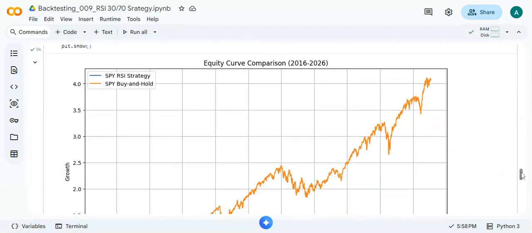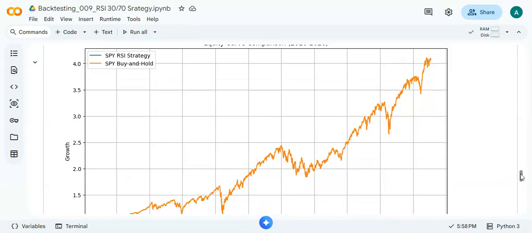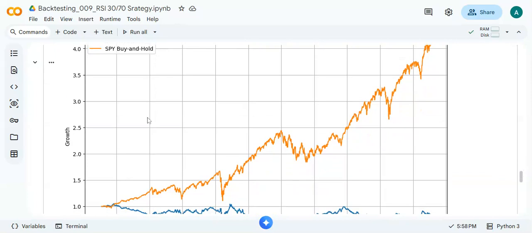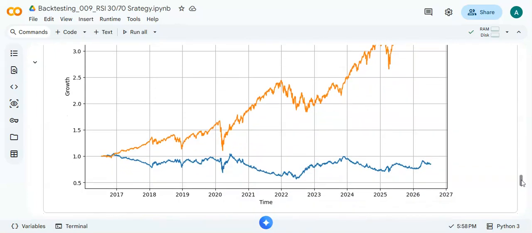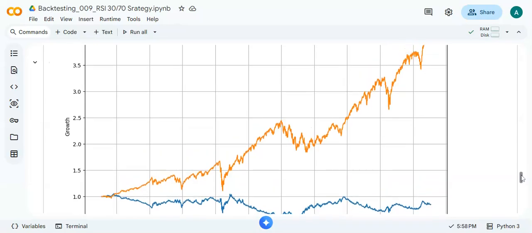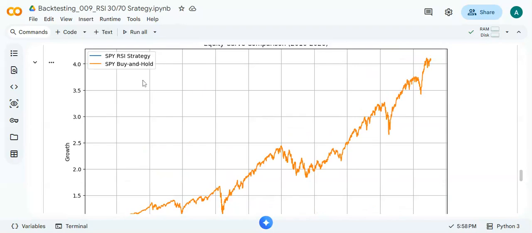Here is the equity curve comparison for 10 years, from 2016 to 2026. The growth rate is on the y-axis and the years are on the x-axis, and 2016 starts over here as the zero point, or inception point, which we are going to consider as the backtesting start. The orange line shows the S&P 500 buy and hold strategy, and the blue line shows the RCI oversold overbought oscillator strategy.